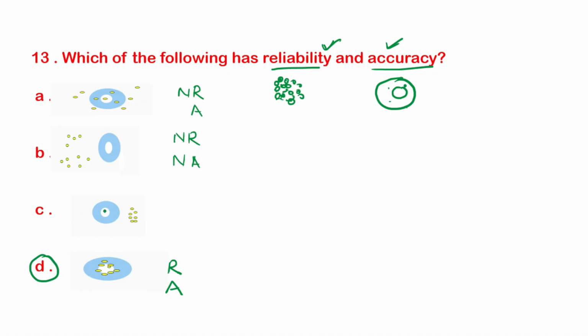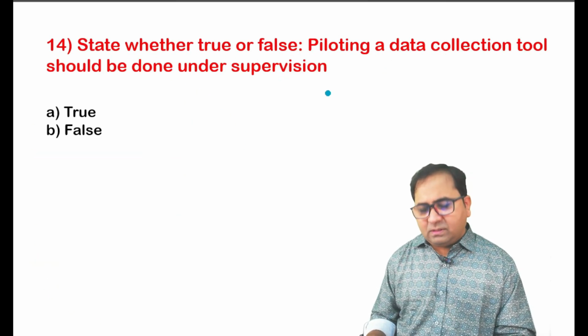Then the third one, see option C. All the shots are concentrated at one place, yes, so therefore they are reliable. But are they touching any part of the bullseye? No, none of the shots are touching any part of the bullseye, so therefore it is not accurate. So we have all the four combinations: not reliable but accurate, not reliable and not accurate, reliable but not accurate, and then reliable and accurate. This is how you have to solve if a question is given in this pattern. State whether true or false.